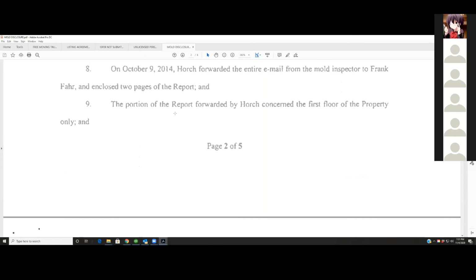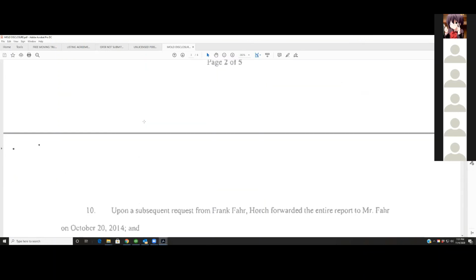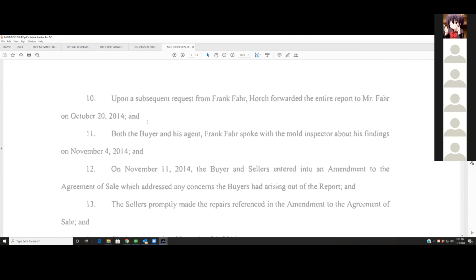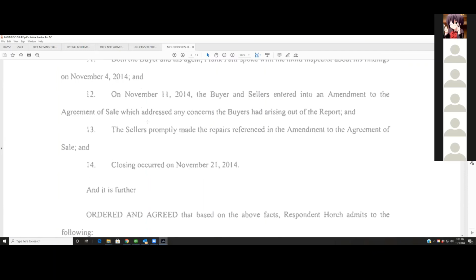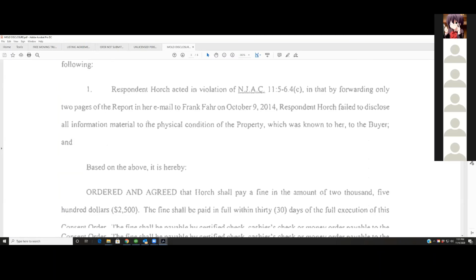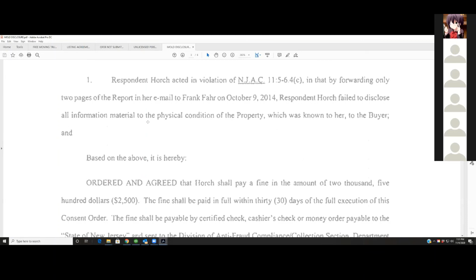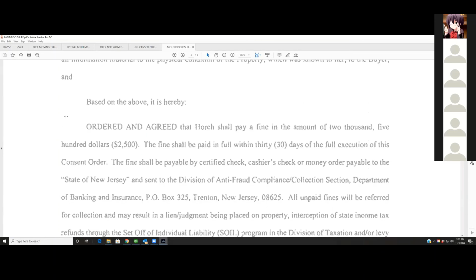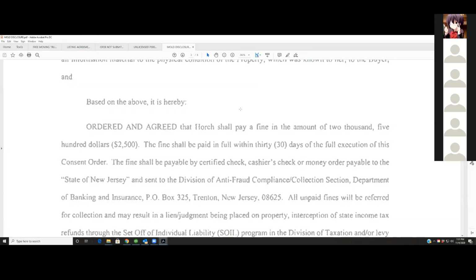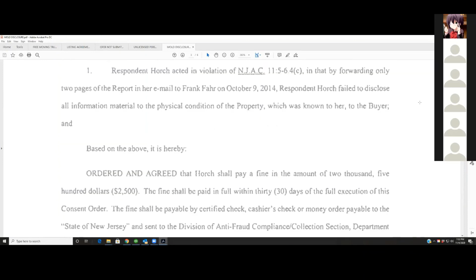The portion of the report forwarded by Horch concerned the first floor of the property only, so it didn't mention the basement. Basically, she failed to send the whole report to the buyer's agent. Because she held back a part of the report, she paid a $2,500 fine.